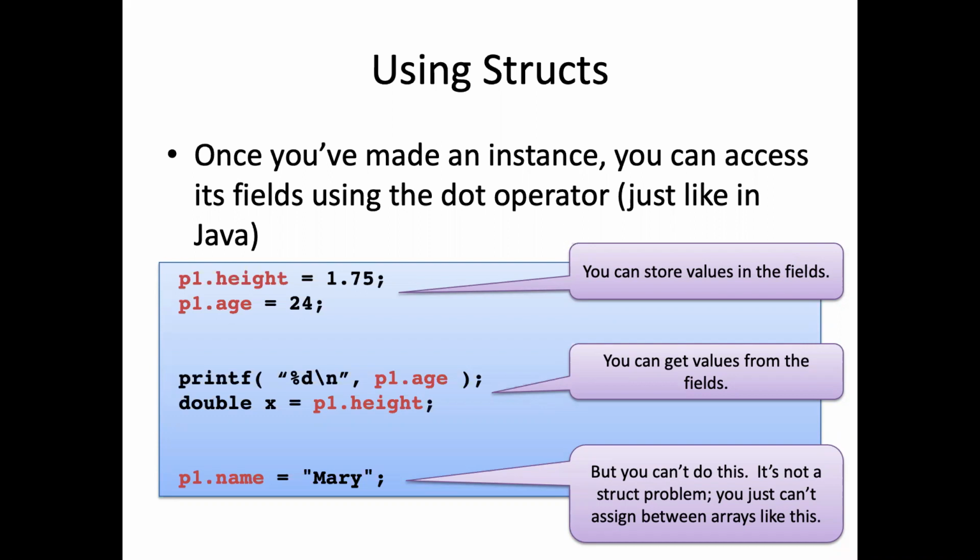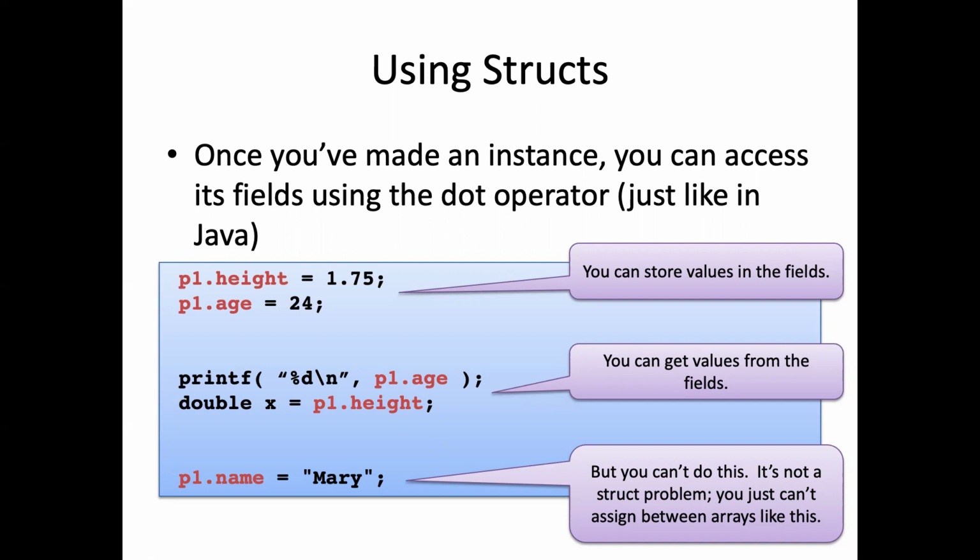The middle of this slide shows how you can get something out of the field. So if P1 has an age field, P1.age will let you store something in the age field. It'll let you get what's in the age field, and then you can print it out, or here I'm getting the height field and copying that to a variable. I can't do this with the name field, but that's not really because it's a struct. It's because name is an array.